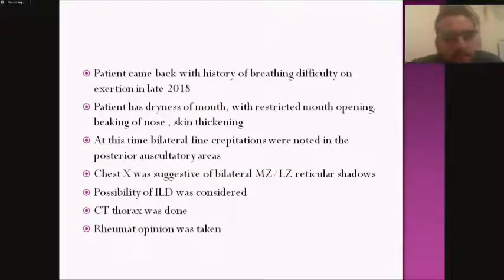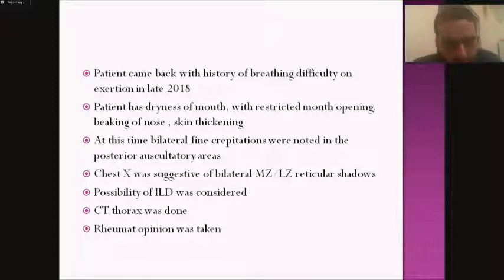She came to us again in late 2018 with a history of increased breathlessness, predominantly exertional breathlessness this time. She also had some dryness of mouth, restricted mouth opening, beaking of nose, and skin thickening. Basically, all the features of systemic sclerosis at this time. On examination, she had fine crepitations in posterior auscultatory areas, and the X-ray was suggestive of bilateral mid-zone and lower zone reticular shadows. Earlier, the X-ray was not significant.